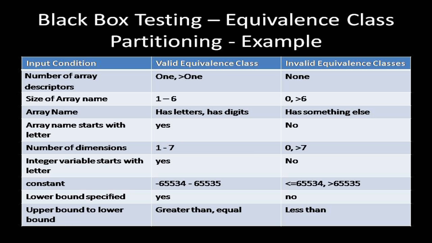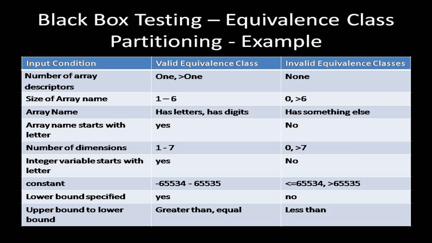The first step is to identify the input conditions, and, from these, locate the equivalence classes. These are tabulated in Table 4.1. 1. The first input condition would be number of array descriptors. Valid equivalence classes for this would be 1 and greater than 1. There is no invalid class for this input condition.